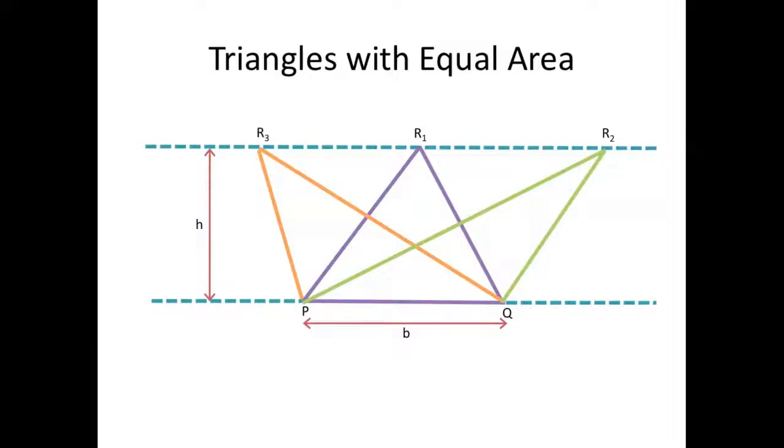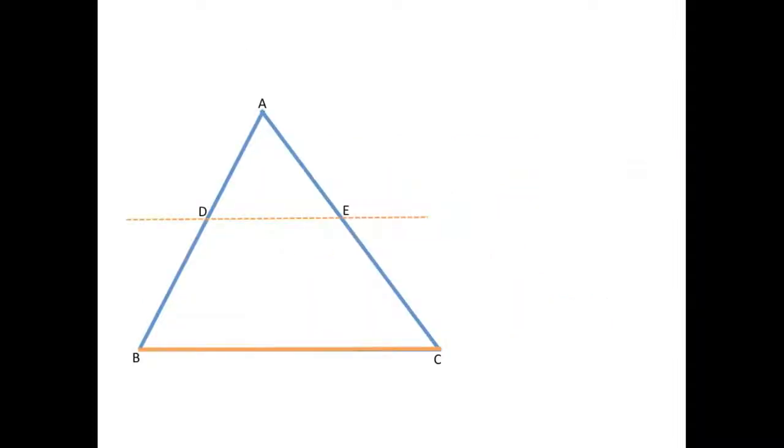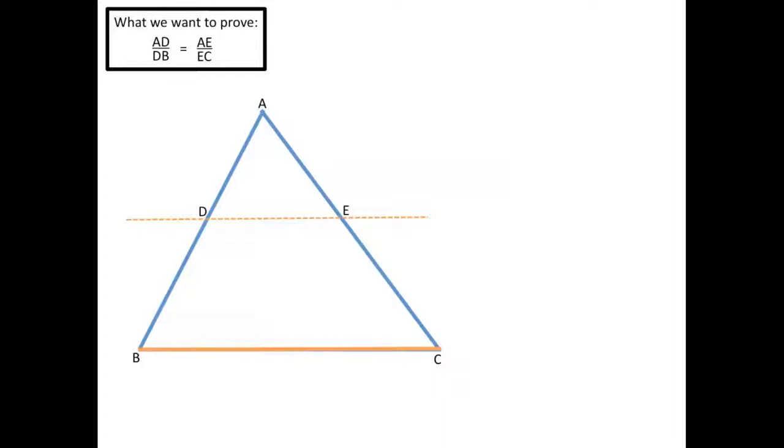In such a situation, all three of these triangles share the same area. So whenever you have triangles that share the same base and you can see that they're in between parallel lines, you can say that they have equal area. So back to our proof. And what did we want to prove? We wanted to prove that AD over DB is equal to AE over EC.